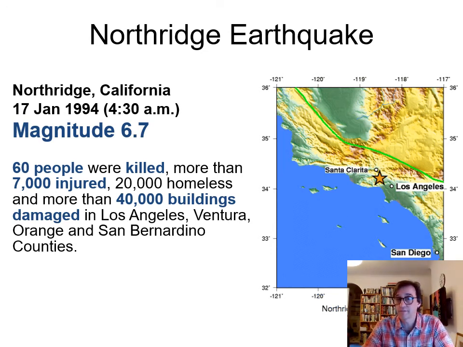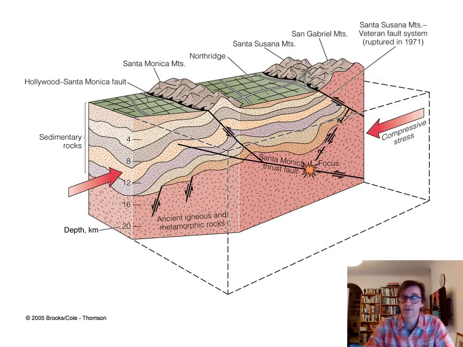60 people died from this. More than 7,000 injured. 20,000 were made homeless. More than 40,000 buildings were damaged in the northwest suburbs of Los Angeles and into the counties just north of there. It occurred when there was movement along an actually buried fault. You couldn't see the fault. It was along what's called the Santa Monica Thrust Fault. There's compression occurring, so this is a thrust fault, a type of reverse fault.